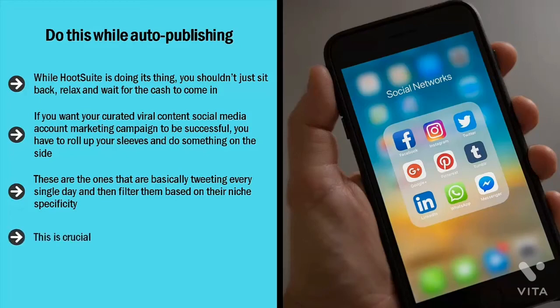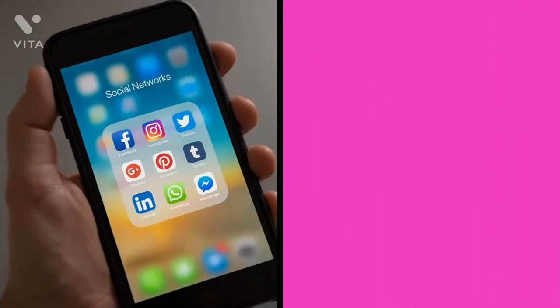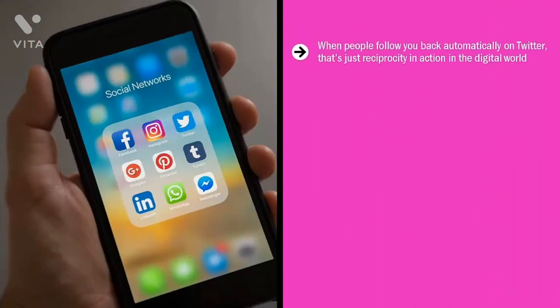Follow them. Here is how this can lead to you getting more followers on Twitter. Generally speaking, when people follow other accounts, a certain percentage of the people they follow will in turn follow them back. This is follow me and I follow you. It's all about reciprocity. Now, this should not be surprising. After all, when you are nice to somebody, chances are quite good that they will be nice back to you. That's how the human mind is wired. When people follow you back automatically on Twitter, that's just reciprocity in action in the digital world.